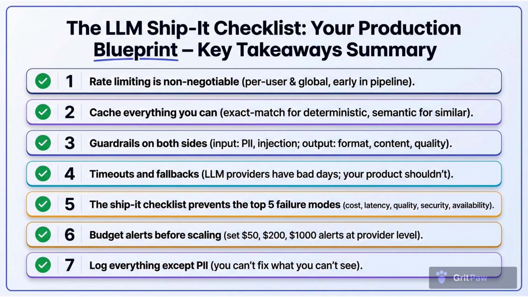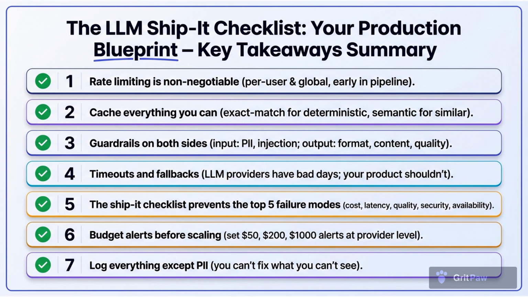LLM providers can experience outages or latency spikes. Your system must gracefully handle these with retries, exponential backoffs, and potentially fallback models or static responses. Fifth, the Ship It checklist prevents the top 5 failure modes: cost explosions, latency spikes, quality degradation, security vulnerabilities, and availability issues. Adhering to this checklist proactively addresses these common pitfalls.